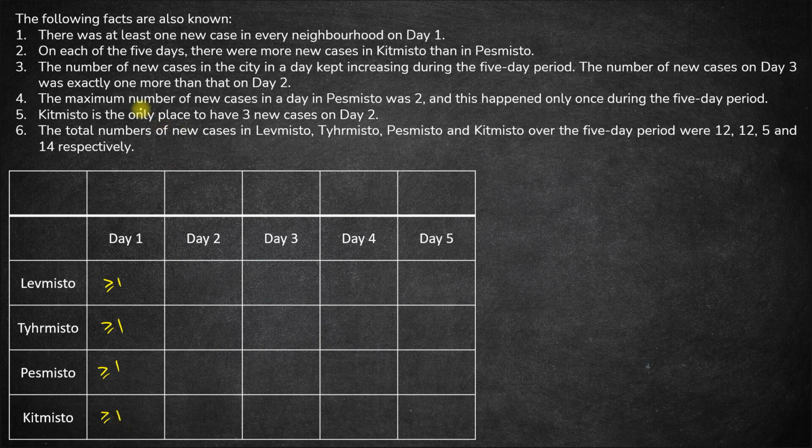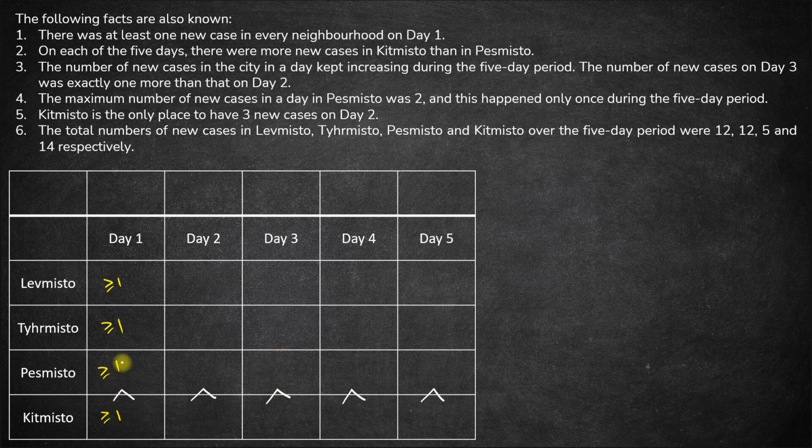Cool. Now on each of the 5 days there were more new cases in K than in P. So for all of these 5 days, K had more cases than P. Okay, so this number here must be strictly greater than this number, not even equal to, greater. This number should be greater than this number, and this number should be greater than this number, and so on.